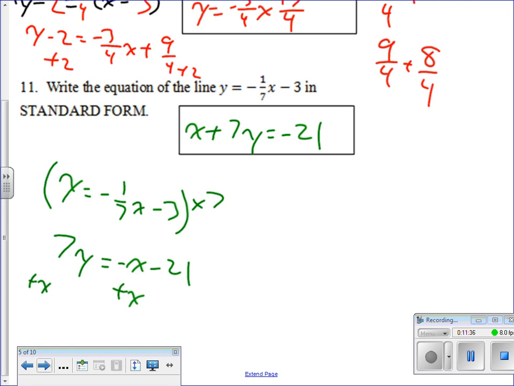As some of you found out the hard way on the lesson quiz, order matters. X, y equals number. If you don't have x, y equals number, you're going to get it wrong. It's one of the very few times I am a stickler about how the equation looks. It's supposed to be in a particular form. This is a particular form. Standard form: x, y equals number. No fractions, no decimals.